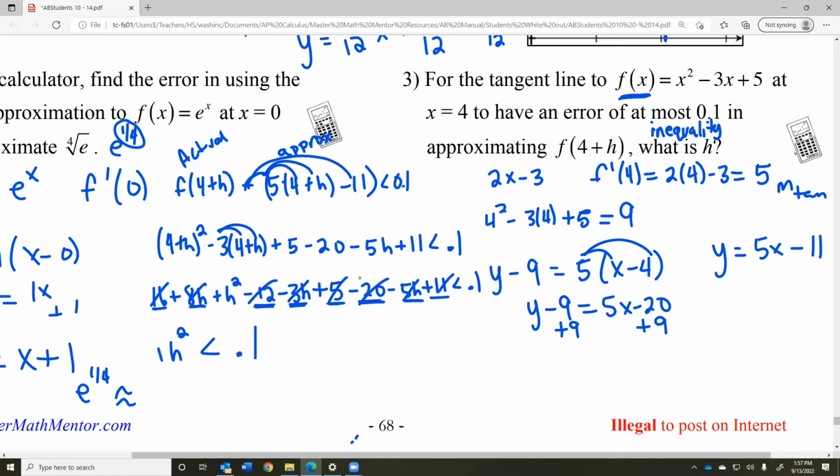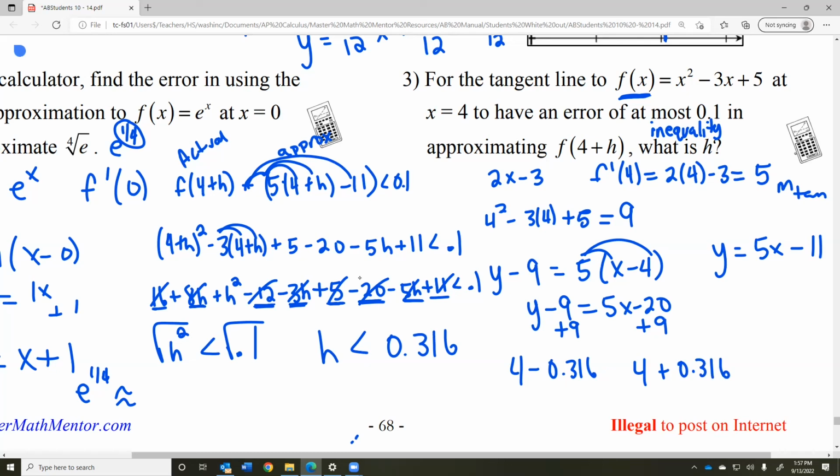So we get h squared is less than 0.1. We take the square root of both sides. So we get h is less than 0.316. So any number between 4 minus 0.316 and 4 plus 0.316 that we would approximate would have an error of at most 0.1.